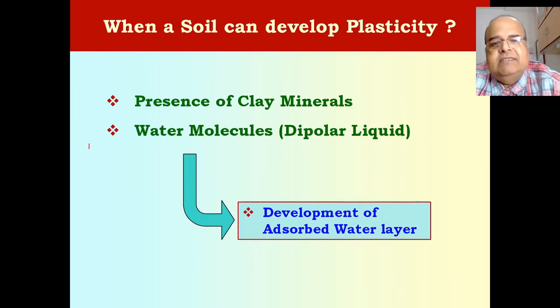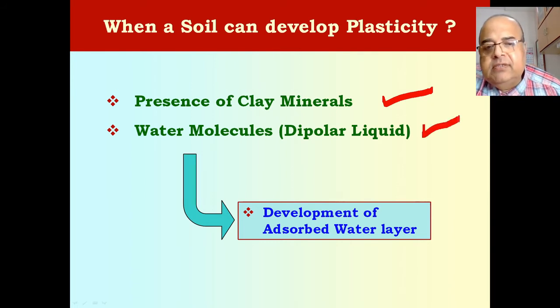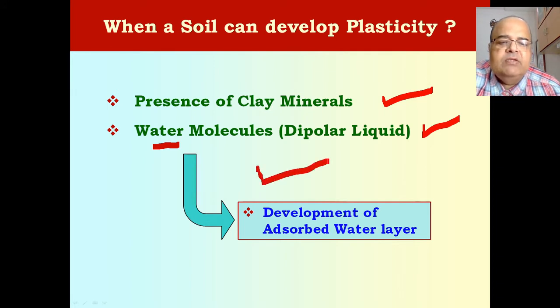A soil can develop plasticity if two requirements are fulfilled: one, the presence of clay minerals in the soil sample, and two, it is mixed with a dipolar liquid like water. These two very important requirements must be fulfilled, because when they are met, there is development of an adsorbed water layer. We'll try to understand this term also: what is the adsorbed water layer and how does it help in the development of plasticity?